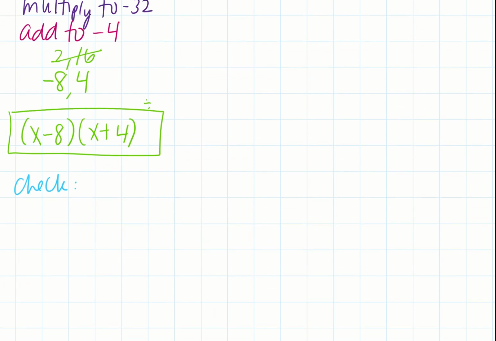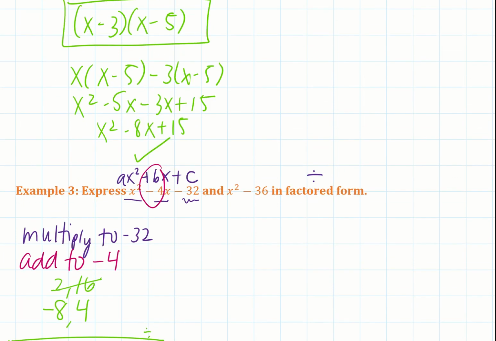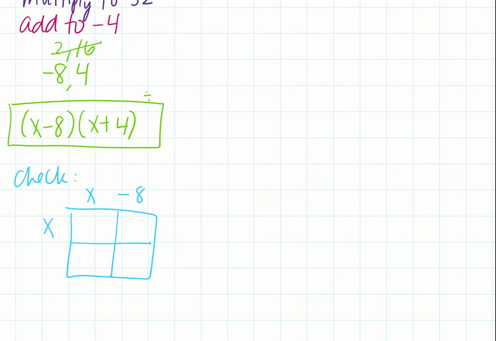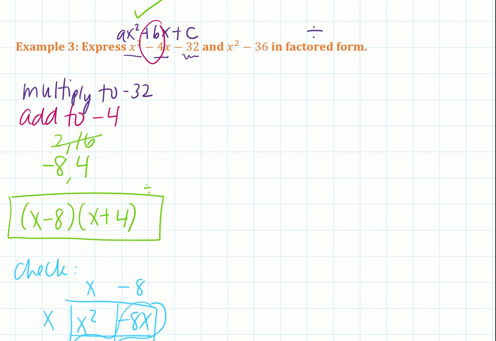You can check using your favorite multiplication strategy, whether it's double distribution like we did here, or you like using the box method. And indeed, we've got x squared. When we combine these two terms, we have minus 4x minus 32. That worked. Good. Okay, we've just got one more expression to take a look at, x squared minus 36.